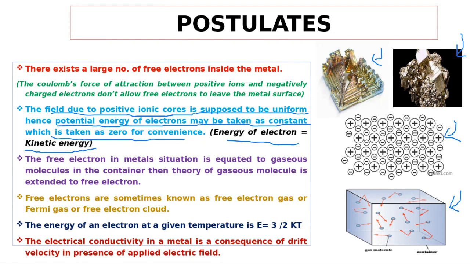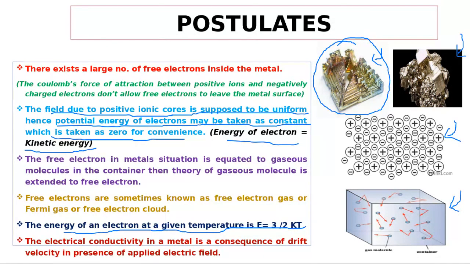So if the theory of gaseous molecules is extended to these free electrons, then we know that, due to the theory of gaseous molecules, the energy of an electron at a given temperature we take as E equal to 3 by 2 kT. You can see from this figure, this is the figure of the metal structure here, and we can't see the electron gas.